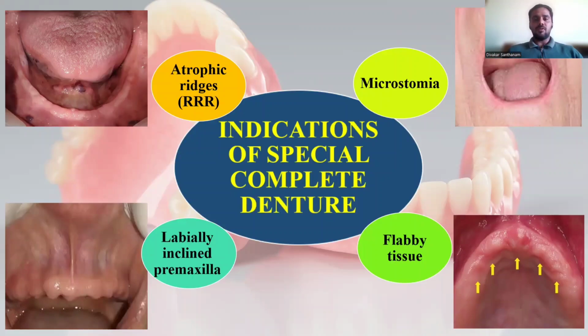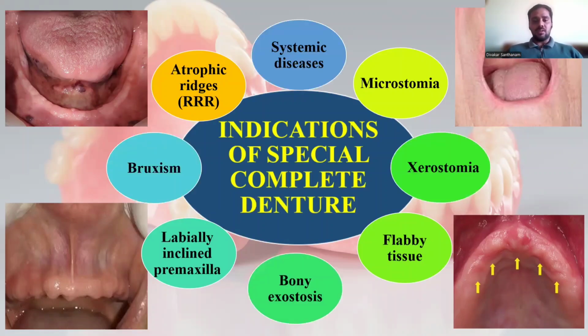In some cases, after extraction, if the ridge contour is not corrected with the help of alveoloplasty, or the patient has a slightly protruded premaxilla, in such cases, if we give a conventional complete denture, it will lead to a class 2 profile for such patients. To avoid this, we can go for flangeless dentures, which we will discuss in the cases. And other indications like bruxism, bony excesses like tori, xerostomia patients, and systemic conditions like hypertension or diabetes.